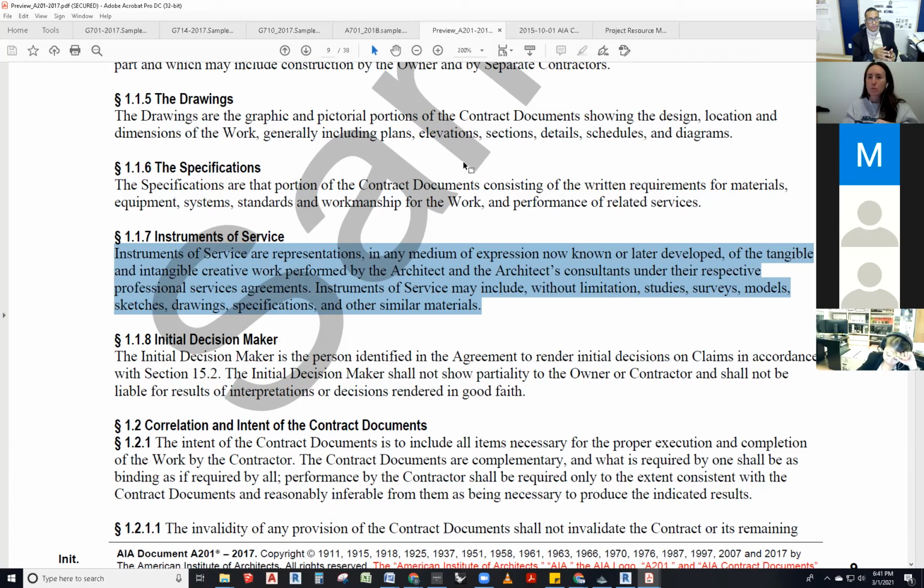Very important. I have a quick question. Go for it. When they refer to surveys in the instruments of service, do they refer to the site survey, or do they mean an existing condition survey?